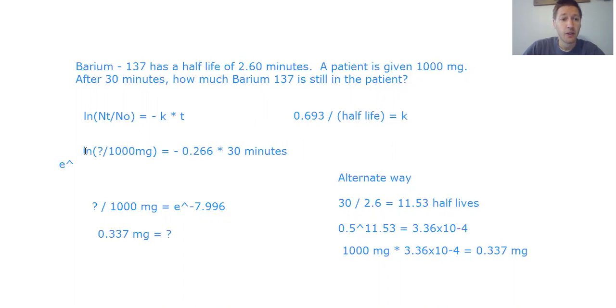So we can put all the stuff that we have in. Natural log question, we're looking for how much we have now. We had originally given the patient 1,000 milligrams. This is our K constant, and this is the time that's elapsed.